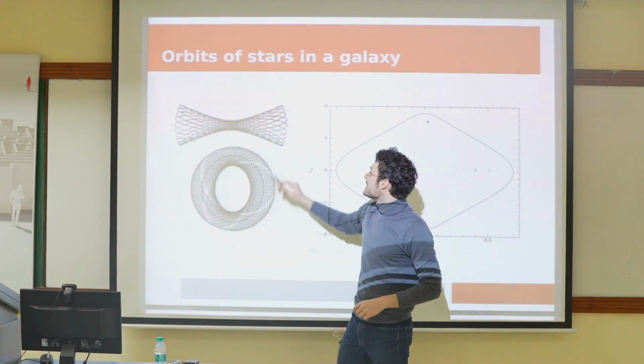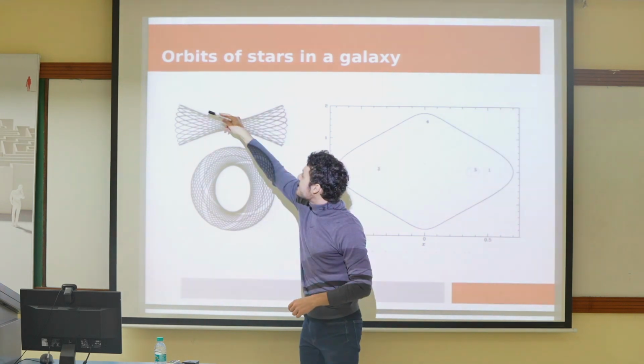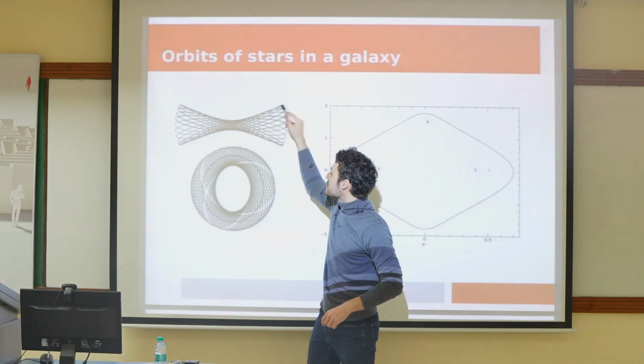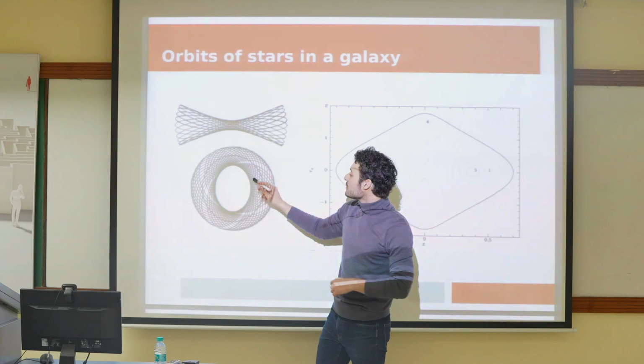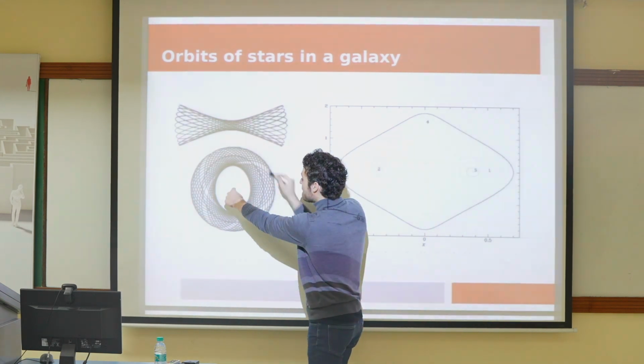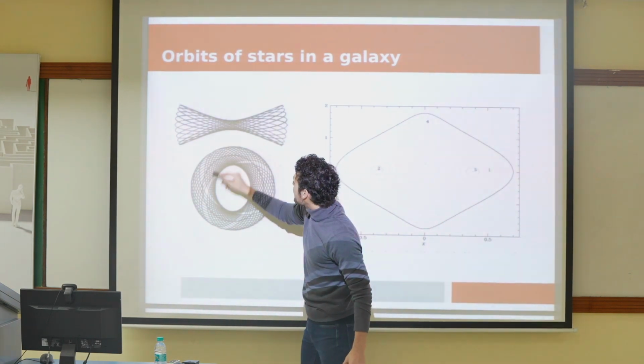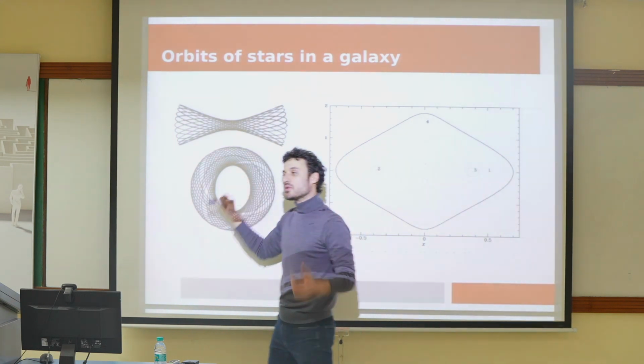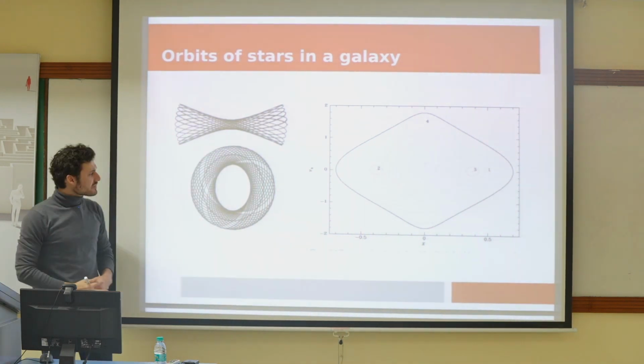So now the star, instead of being able to oscillate across the center of the galaxy, is only able to go around it like that. And basically it does a rosette, right? The same thing that we saw right at the beginning.